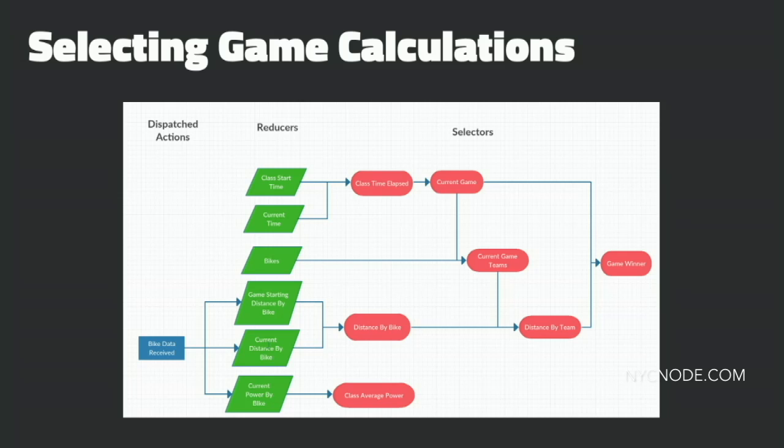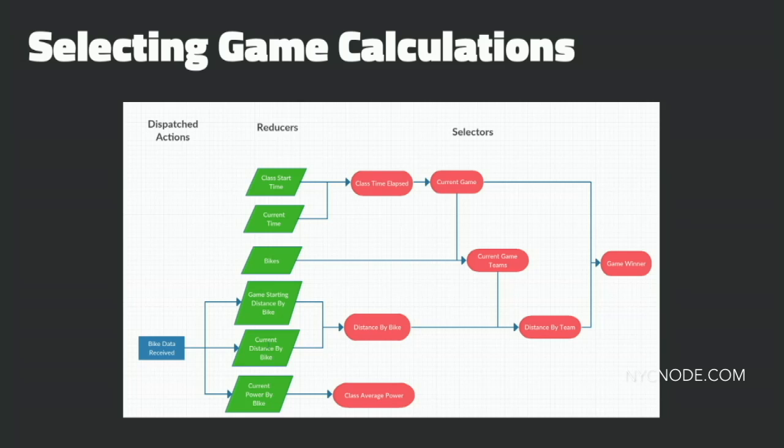And then the bike data received action I was talking about before can go into three different reducers: the game starting bike data, and what the current bike data is. We can combine those to get the distance by bike for the current game, and then combine that with the teams to get the distance by team. Then we can use the distance by team to select the winners, if it's a simple distance-based game. And then on each screen we configure which selectors get sent to the client.